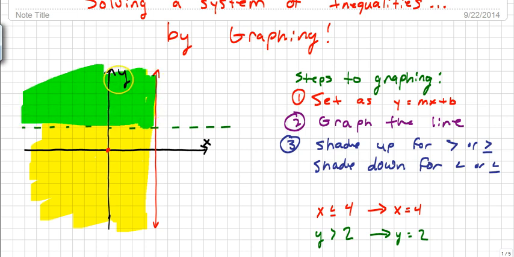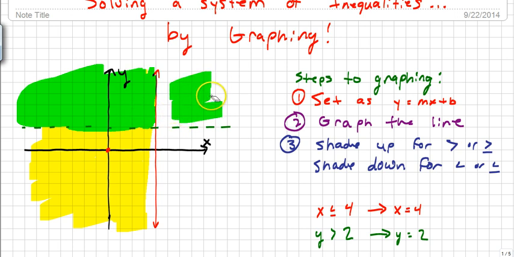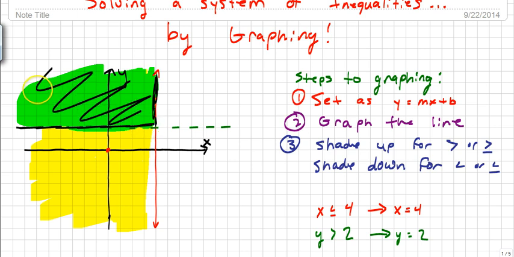you can see that the only part where these two graphs intersect is going to be the green. Normally I would shade over on this side also, but I'm not going to, just so you can see that the green region is where they intersect. So that green region bounded by this line here and this line here, that is my solution area all the way up there. So that's what I'm concerned about. That is my solution area. And that's it. So let's do a couple more examples.